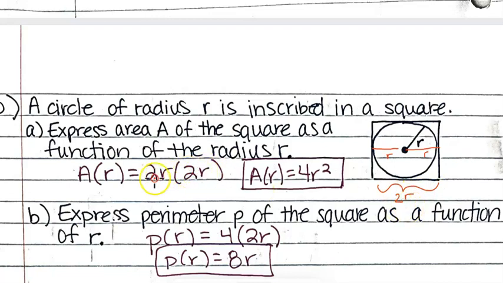So area of a square, both the sides are the same. All I did then was simplify this. And same thing with perimeter. It's 4 times the side length, and we can simplify that there.